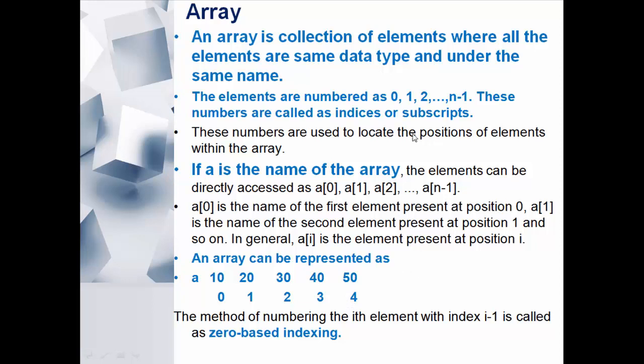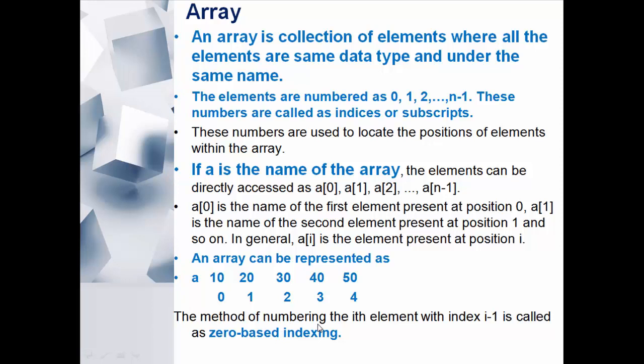We already said that the elements are numbered 0 to n minus 1. If I take the n value as 5, it contains 0, 1, 2, 3 and 4, because at the last position there is the n minus 1 value. So n minus 1 is 5 minus 1, so the fifth position value is 4.